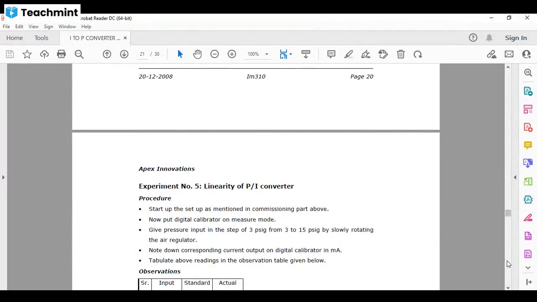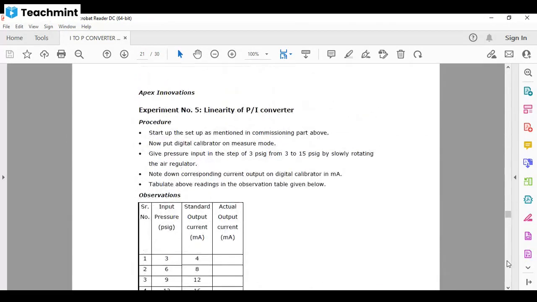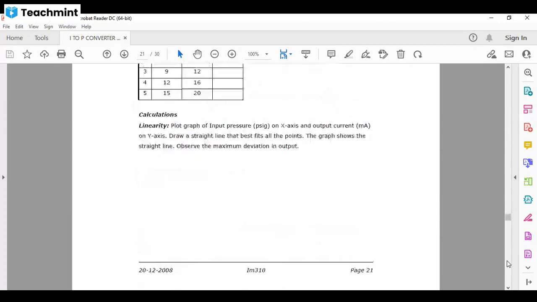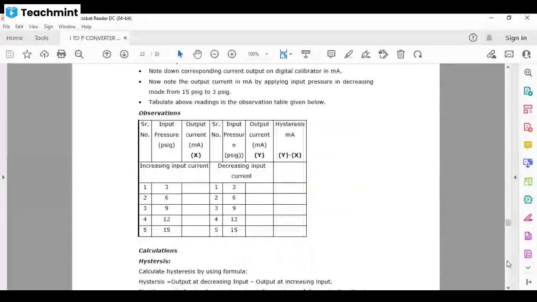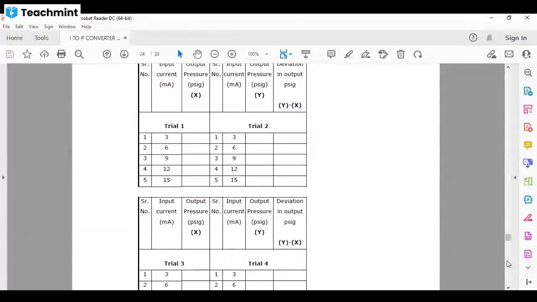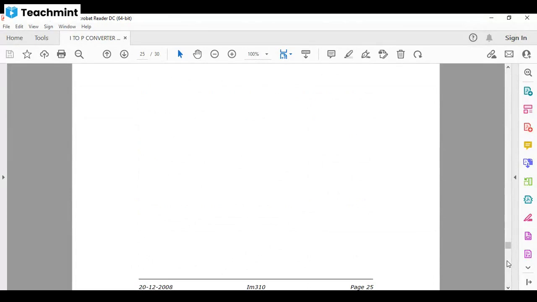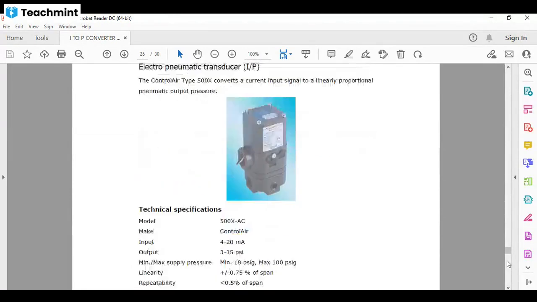Now the next one is the pressure to current converter, the P to I converter. It is just the opposite: the input pressure is 3 to 15 psi and the output current is 4 to 20 milliampere.